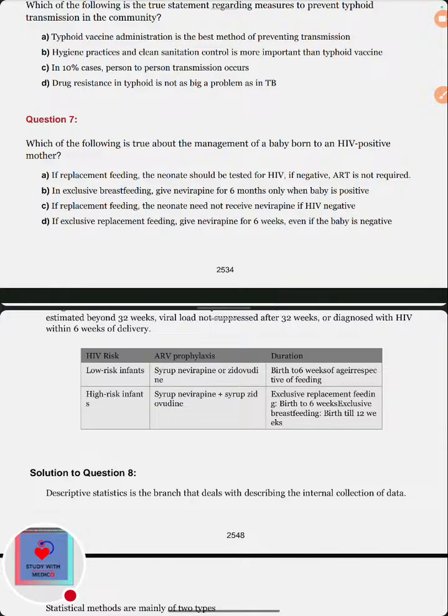For low risk infants, syrup nevirapine or zidovudine should be given. Zidovudine or nevirapine, which are ART therapies, okay? Birth to 6 weeks of age irrespective of feeding. Birth to 6 weeks have to give. For high risk infants, syrup nevirapine plus syrup zidovudine both have to be given: exclusive replacement feeding, birth to 6 weeks; exclusive breastfeeding, birth to 12 weeks.